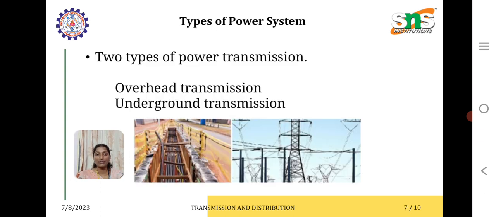So we have two types of transmission. One is overhead transmission and another one is underground transmission. So what do you people think about overhead and underground? Which will be best? Overhead transmission is the second picture, whereas underground transmission is the first picture as shown in the figure.